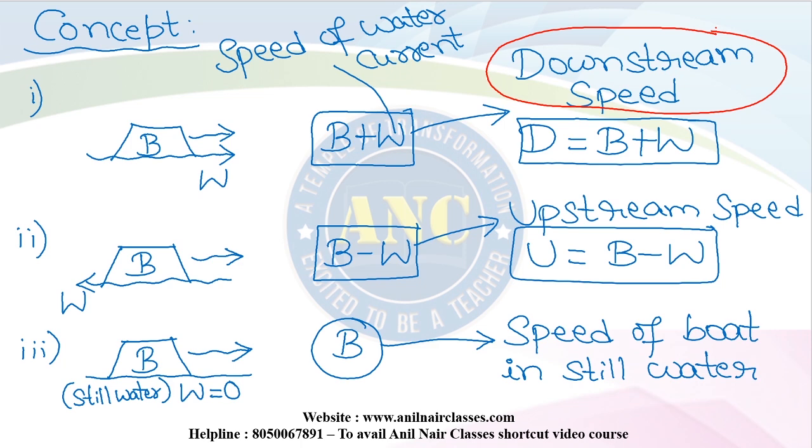Upstream speed and downstream speed will definitely be opposite to each other. Now think a little logically. Whenever we are going down the road or whenever we are going up the road, which speed will be faster? Whenever we are going down, the speed will always be faster. That means downstream speed will always be greater than the upstream speed.